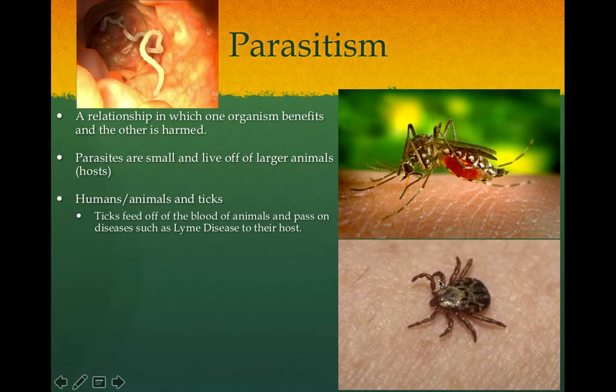So the ticks can feed off the blood of the human, and they could wind up passing on diseases such as Lyme disease. The tick doesn't want to make you sick. If the tick has Lyme disease, it's not his fault. It's a bacteria in his body that causes that. But all the tick wants is your blood, he doesn't want to kill you because he wants your blood for as long as he can get it.